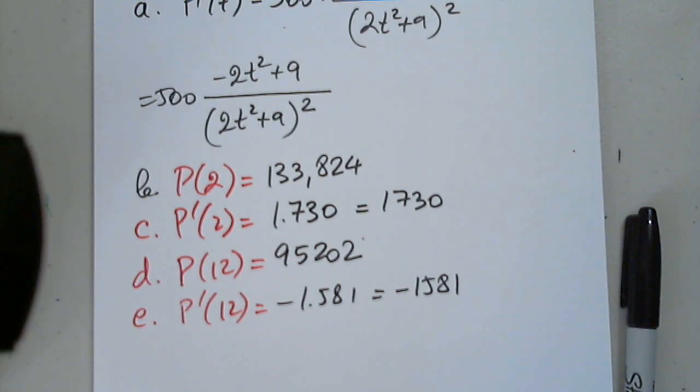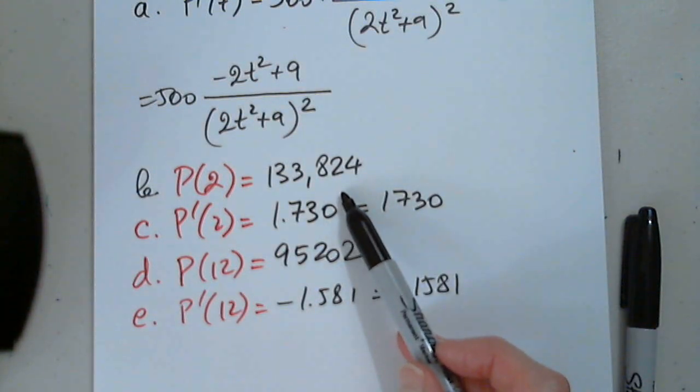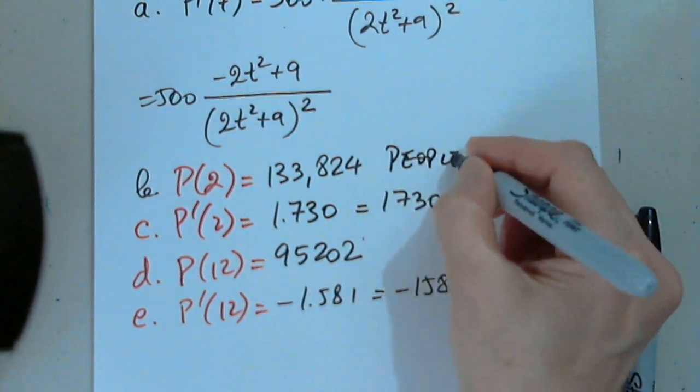So what do you think? What is the measurement unit for P of 2 and P of 12? Thousandths. Yes. We already changed that. We already did. So this is people, residents, people. Good.